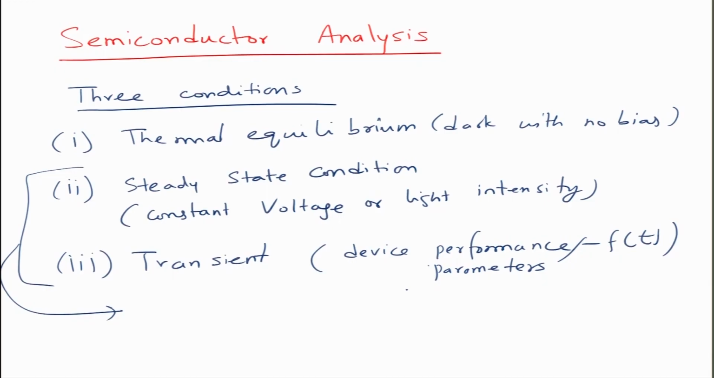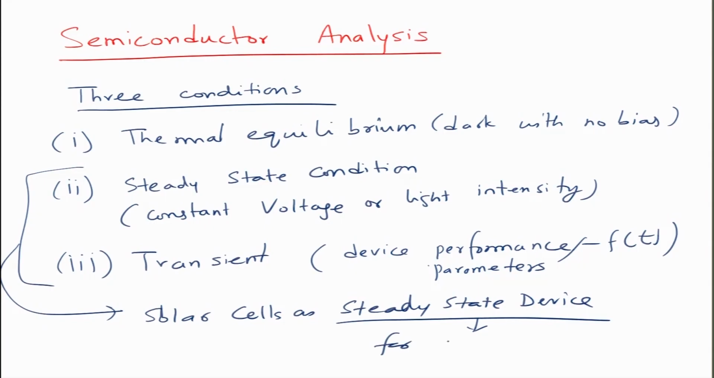For the sake of analysis, we consider solar cell as a steady state device. It makes it a little simpler, because if there is a time dependence, then it becomes even more complex. For the sake of simplicity, we keep the solar cell device as a steady state device. That means we consider only under a constant illumination or a constant voltage. There is no change in these parameters as a function of time.